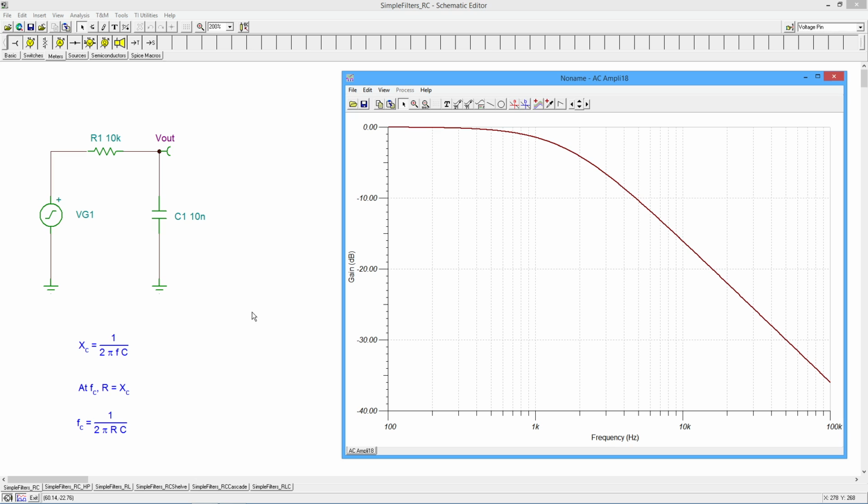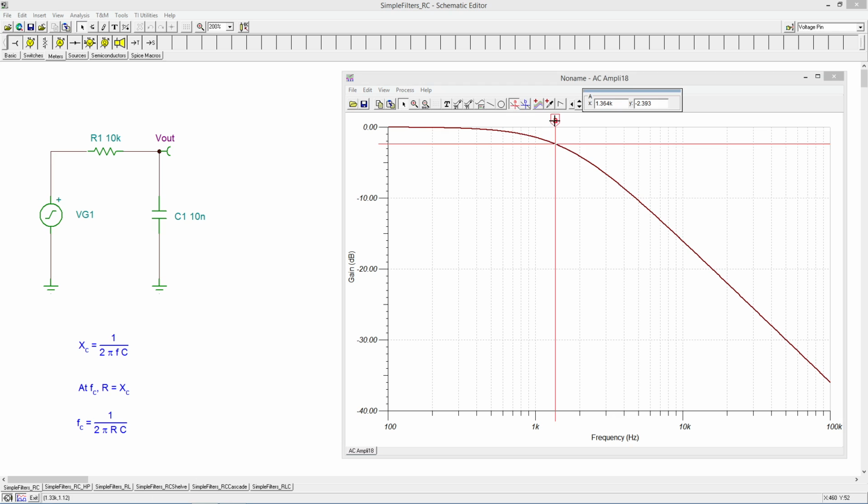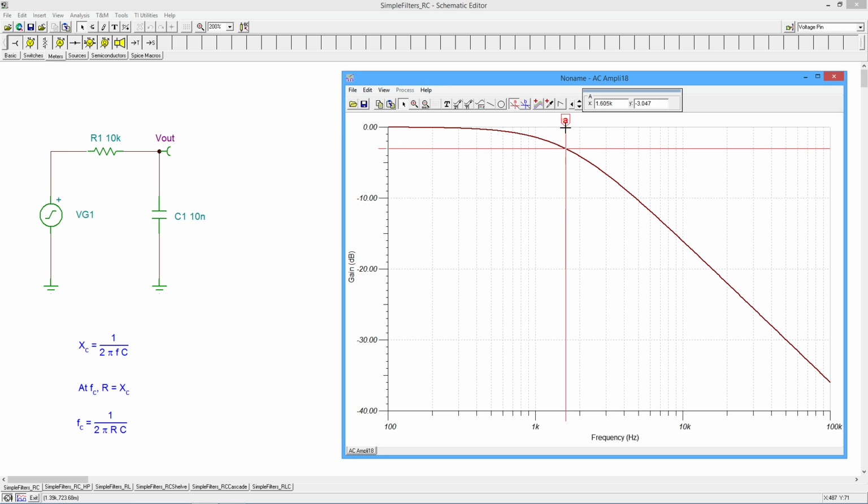Now we can check this. If you plug these numbers in, a 10 k ohm resistor and a 10 nanofarad cap, your Fc will work out to approximately 1.59 kilohertz. So I'm going to put a little cursor on here and we'll poke around and see what we can come up with. All right, that looks pretty good. 1.59 at -3. The actual value is -3.01. So this is right on the money.